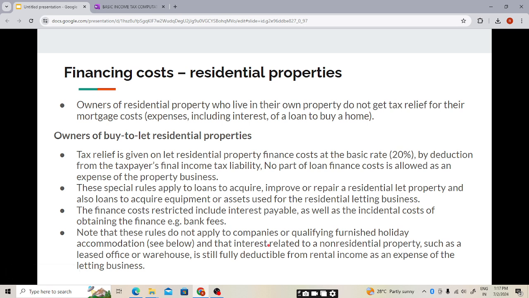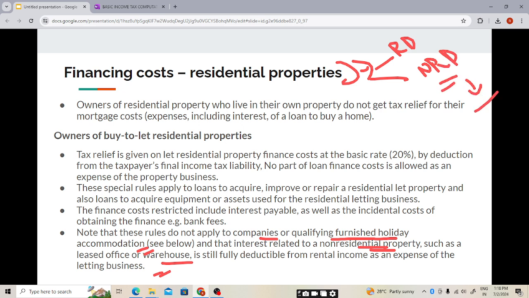Note that these rules do not apply to companies or qualifying furnished holiday accommodation, and the interest related to a non-residential property such as a leased office or warehouse is still fully deductible from the rental income as an expense of the letting business. So we have two types of property, residential and non-residential. For non-residential property, the whole amount will be reduced, and only for residential property we have the special rule. When companies are also letting out, the whole amount will be reduced from the property income.